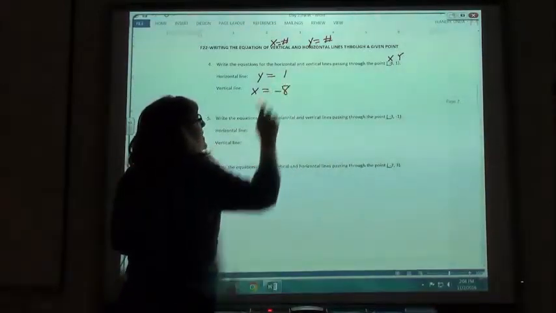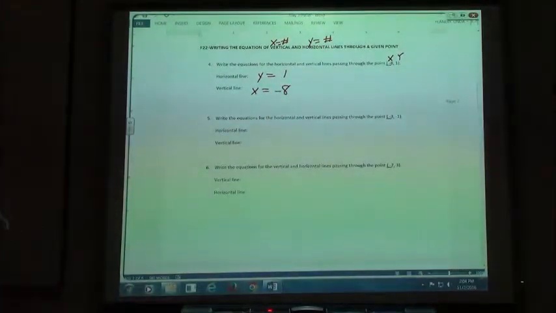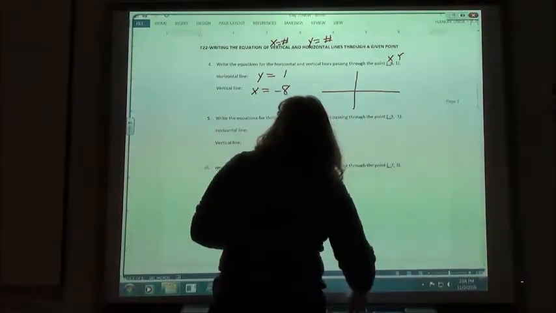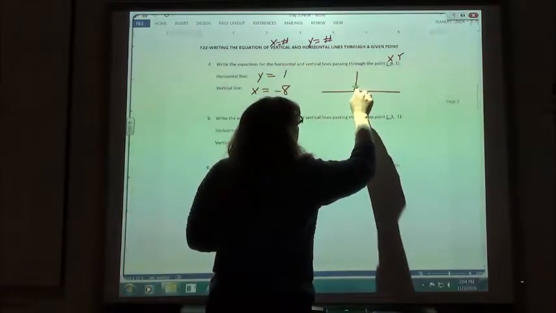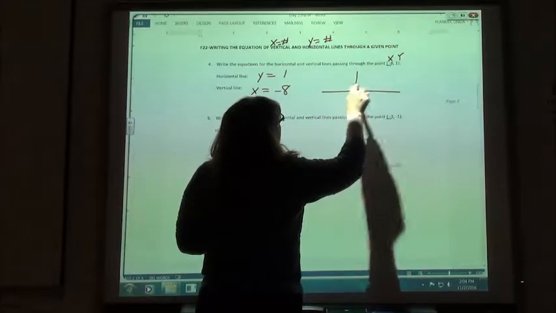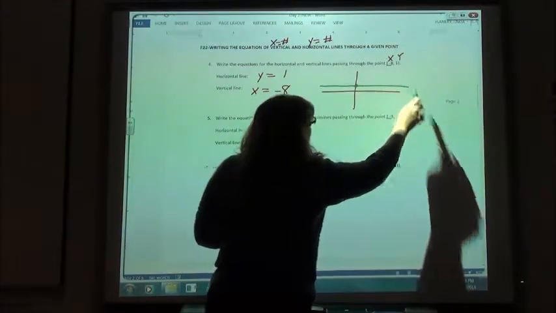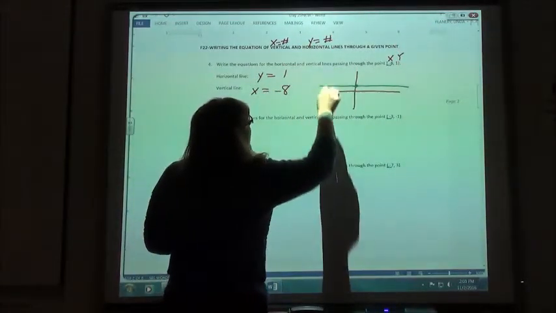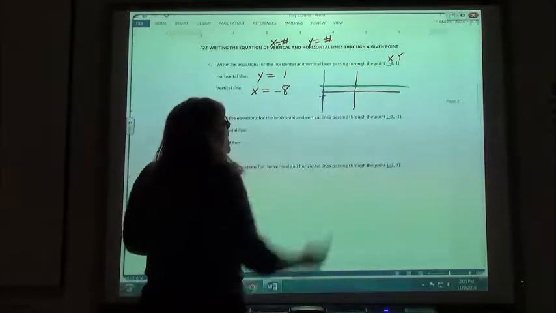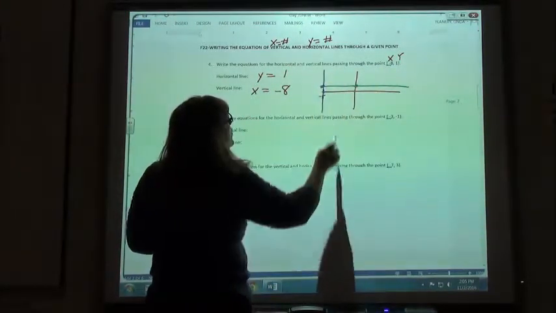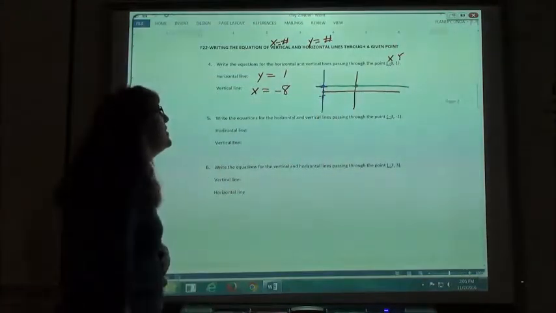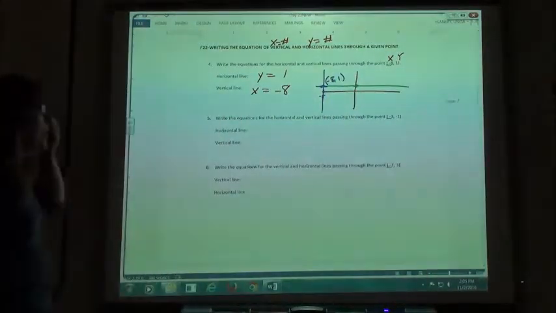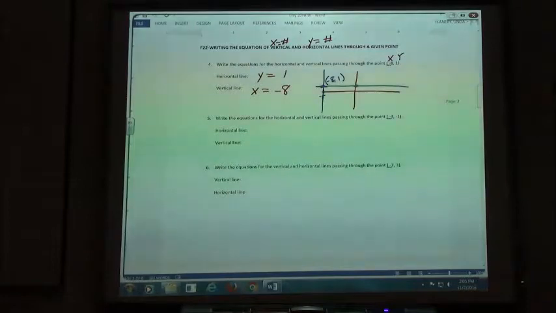vertical line, x equals negative 8. So what would happen if I graphed both of those on the same coordinate plane is, if I graph the line y equals 1 at 1, on my y-axis, I would have that horizontal line. At negative 8, I'm going to say negative 8 is here. On my x-axis, I would have that vertical line. So the coordinates of the point where those 2 lines intersect would be at negative 8, positive 1. And that's what's going to happen there. So pretty easy to do.